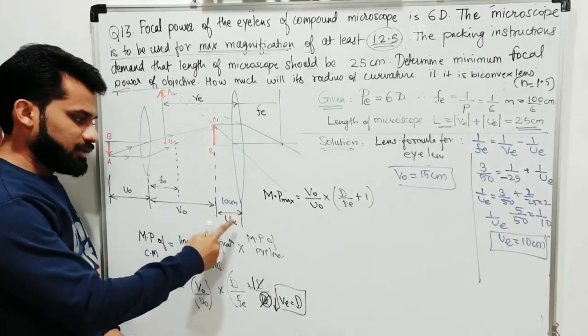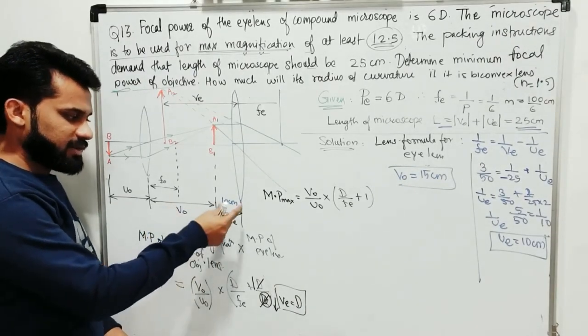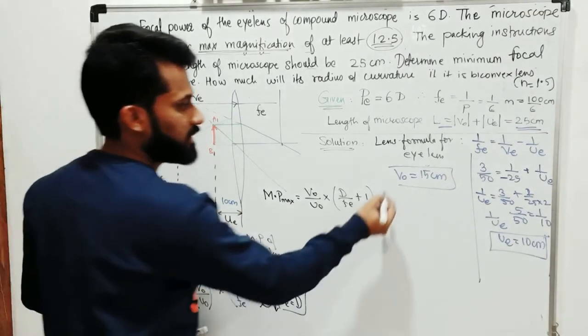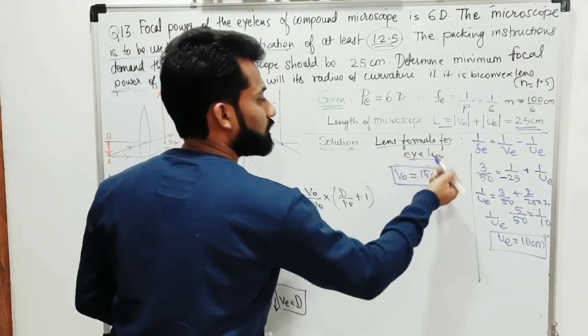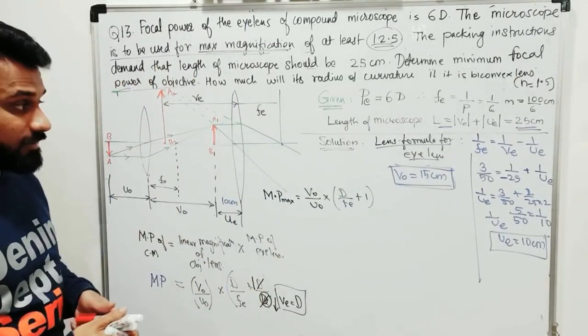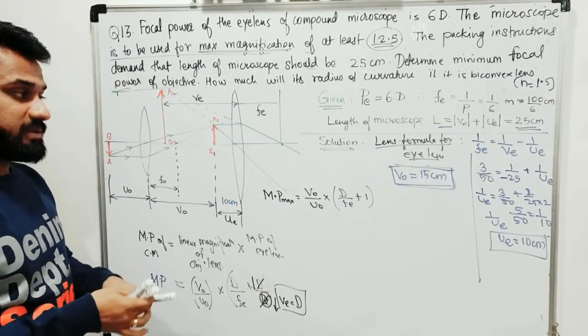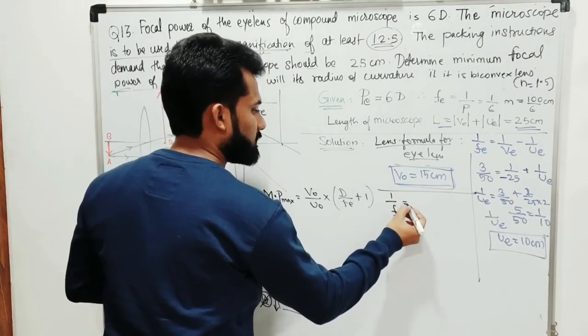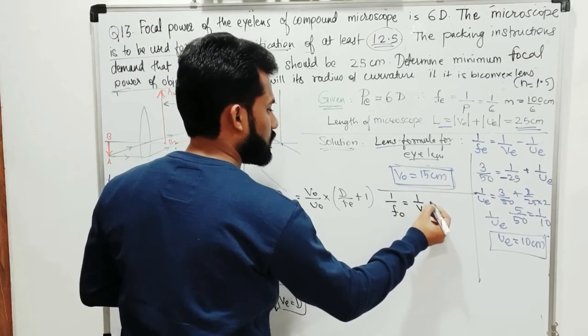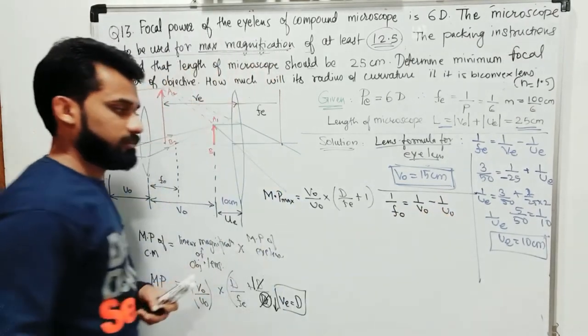Because VO plus UE, their sum is 25, so if this is 10, this should be 15. Now once you get VO, I will use the lens formula for the second lens, that is the objective lens. Let us use the formula for objective lens now. For objective lens, the formula will remain same: 1 by FO is 1 by VO minus 1 by UO.